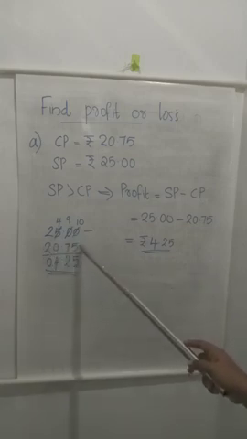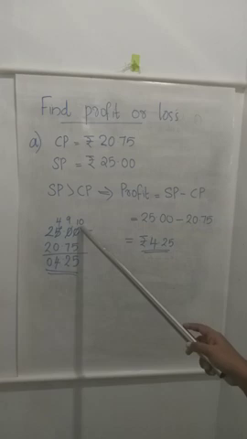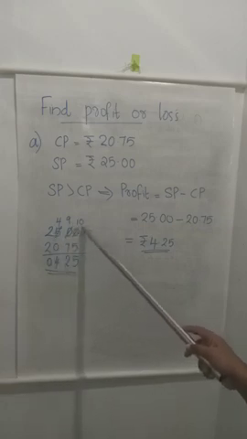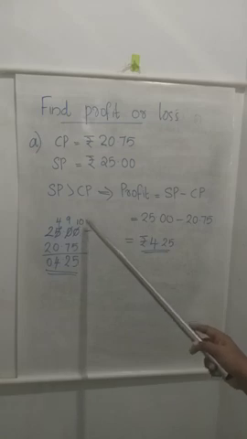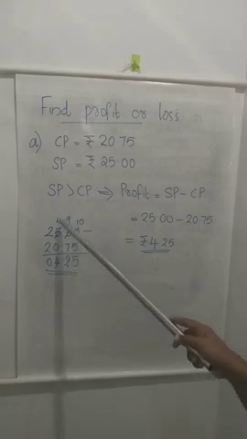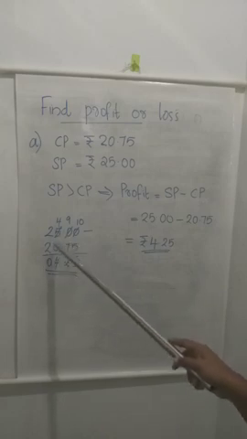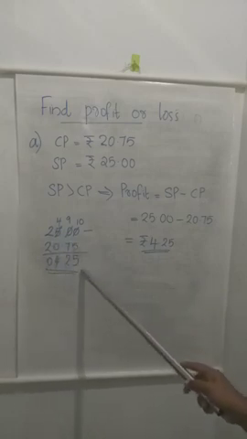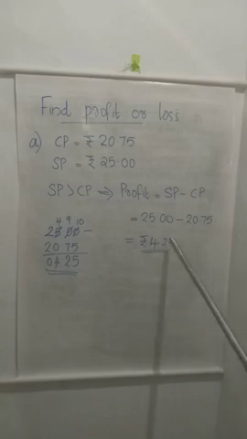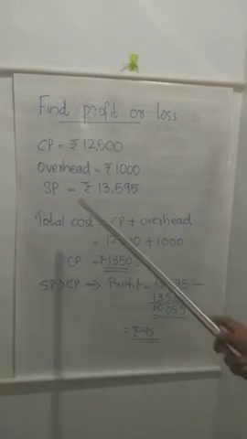Now, 5 cannot be subtracted from 0. So, from where we will borrow? We have to borrow from here. So, this becomes 9. This becomes 10. So, 10 minus 5, 5. 9 minus 7, 2. 4 minus 0, 4. 2 minus 2, 0. So, what is the profit here? Rupees 4 rupees 25 paisa. Next example.